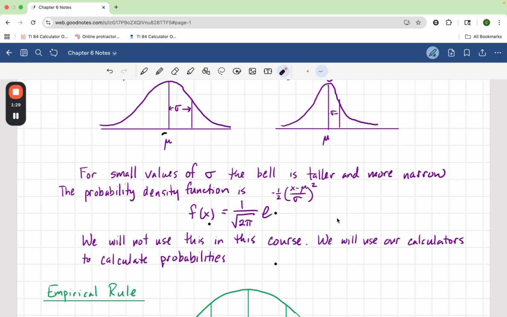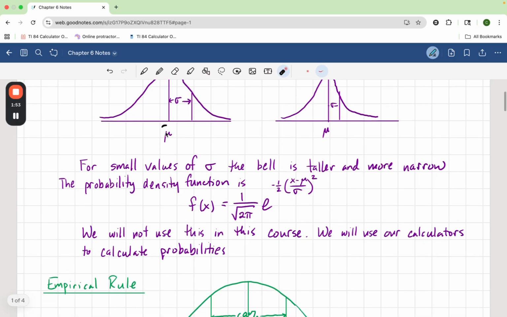The probability density function is this nasty thing right here, but you don't really have to worry about that. If we were doing this from the calculus standpoint, then yes, you would worry about it, and you'd be finding areas under curves using that f of x. But don't worry about that. We're going to use a calculator to calculate probabilities.